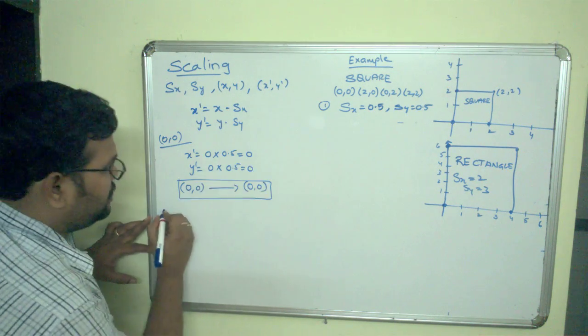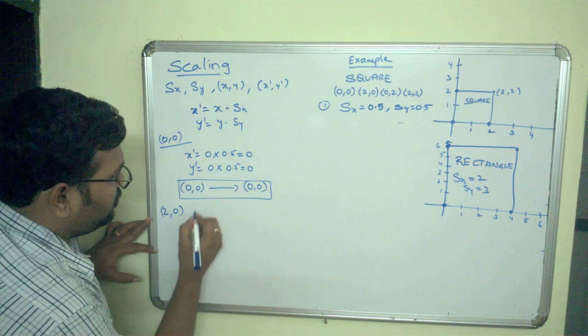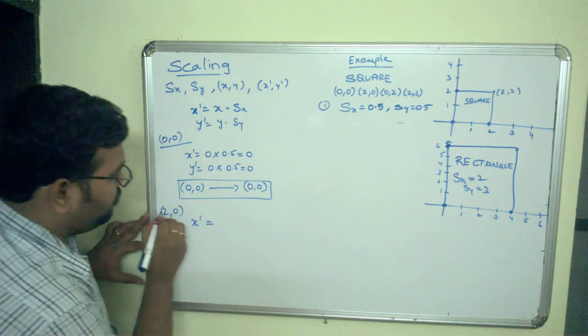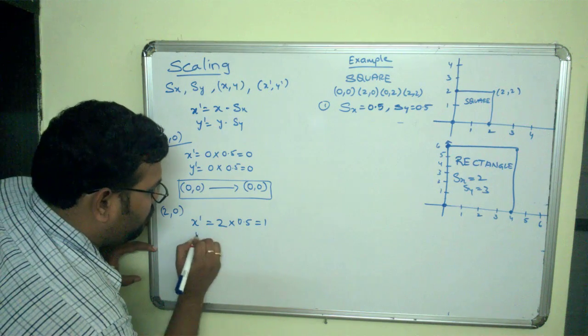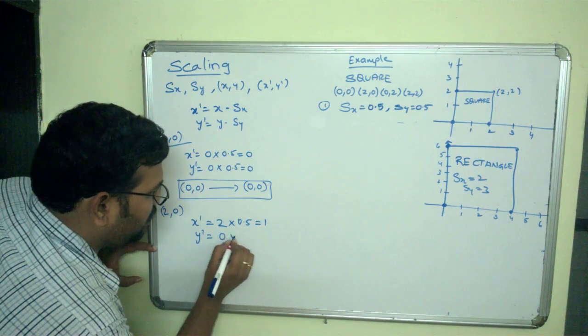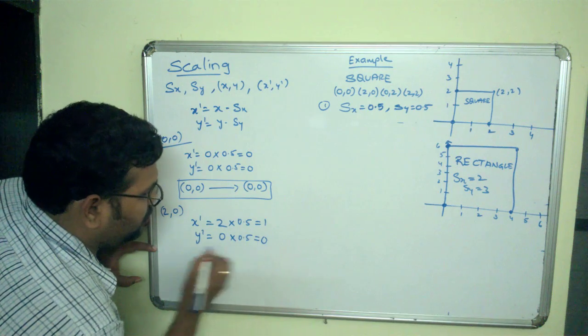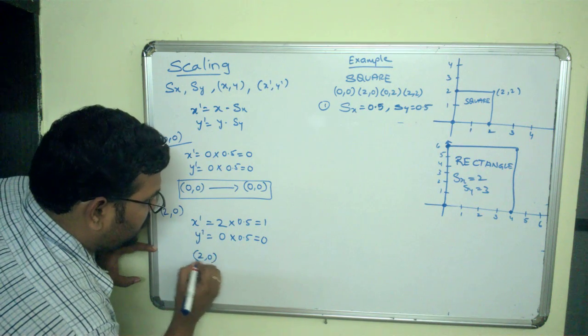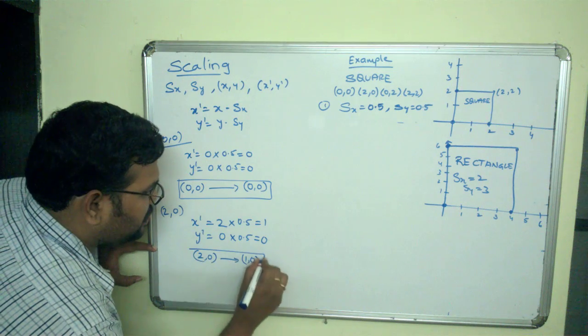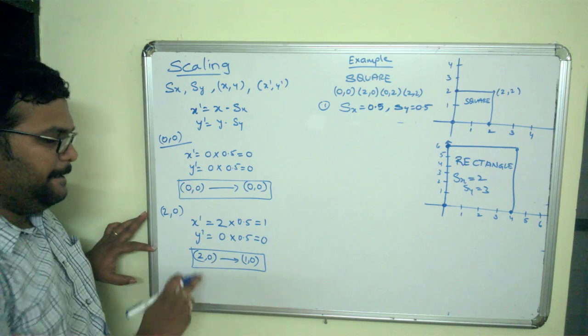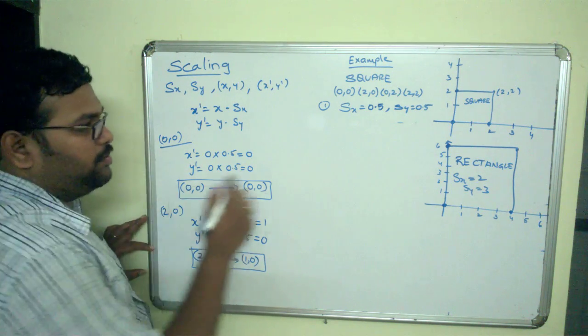So next point, consider 2 comma 0. For 2 comma 0, x dash is equal to 2 into 0.5, that is equal to 1. y dash is equal to 0 into 0.5, that is equal to 0. So here 2 comma 0 becomes 1 comma 0. So after scaling with 0.5 uniformly, 2 comma 0 becomes 1 comma 0.